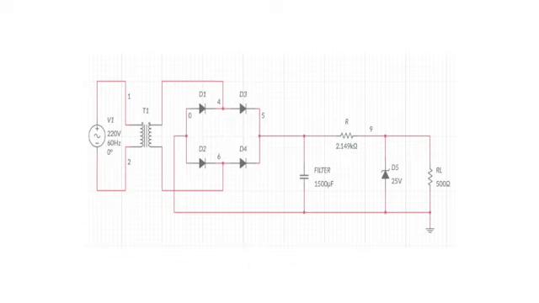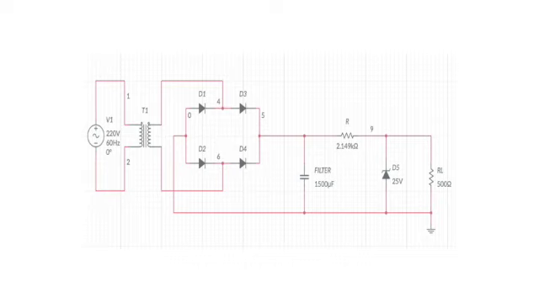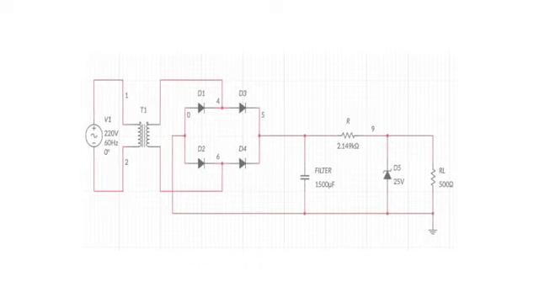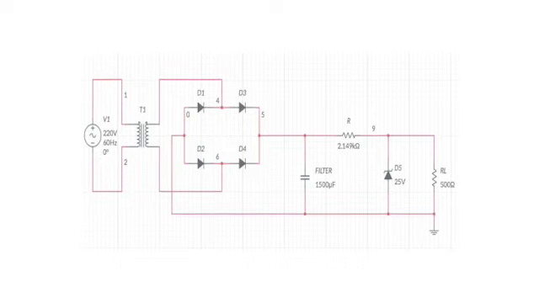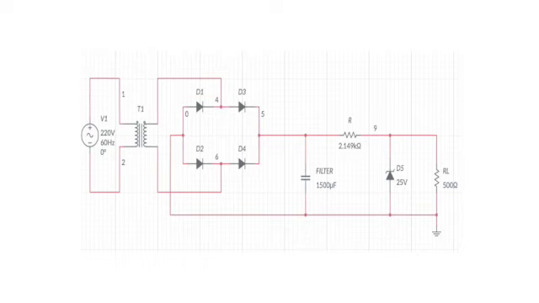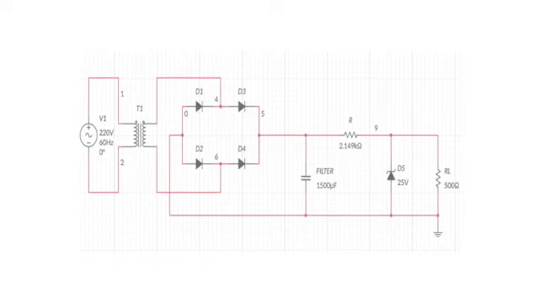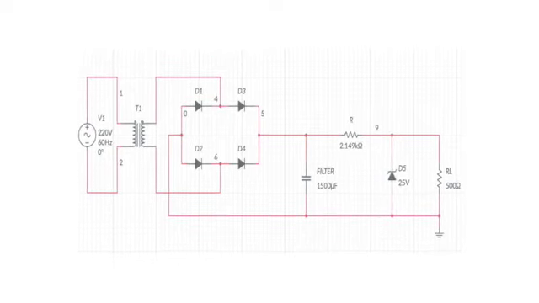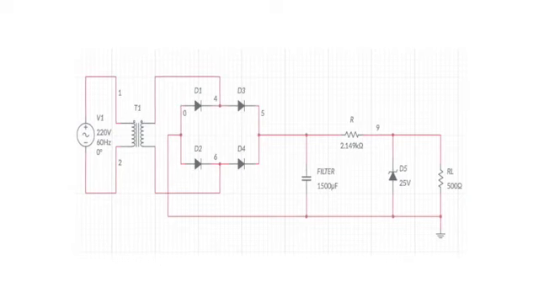As seen in the picture, this is a full-wave rectifier power supply with the components of the AC voltage, a transformer, a diode, a filter capacitor, a resistor named R, a resistor named RL, and a Zener diode. The AC voltage is set to 220 volts.